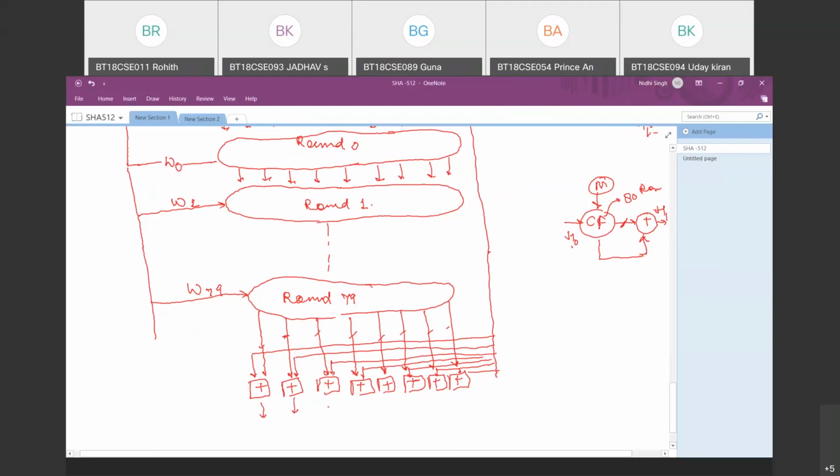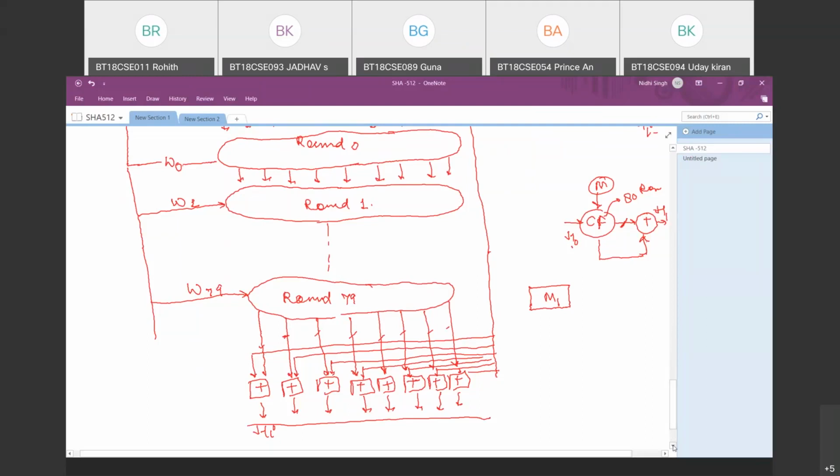And what is my output of that addition modulo? That is nothing but H1. So in the general term, it is Hi. So this is the completion of only one plain text block, that is M1. Whatever output is generated, that is Hi, will act as an input for another round structure, that is CF.